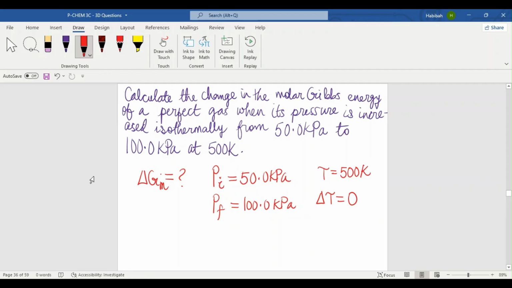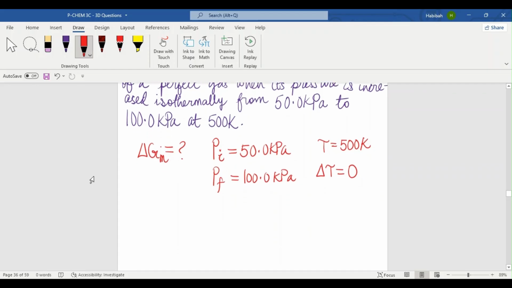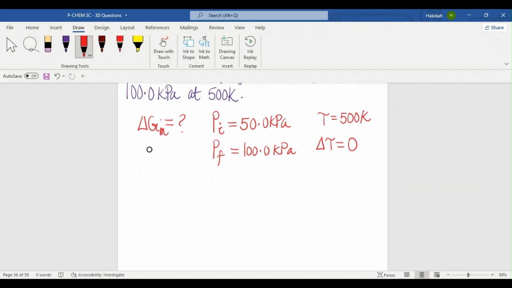So in an isothermal question where we're supposed to calculate the change in Gibbs energy or the change in molar Gibbs energy, the formula we're supposed to be using is this one right here: the molar Gibbs energy at the final pressure is equal to the molar Gibbs energy at the initial pressure plus RT ln P final divided by P initial. So the molar Gibbs energy at final pressure equals the molar Gibbs energy at the initial pressure plus the gas constant times temperature times ln P final divided by P initial.